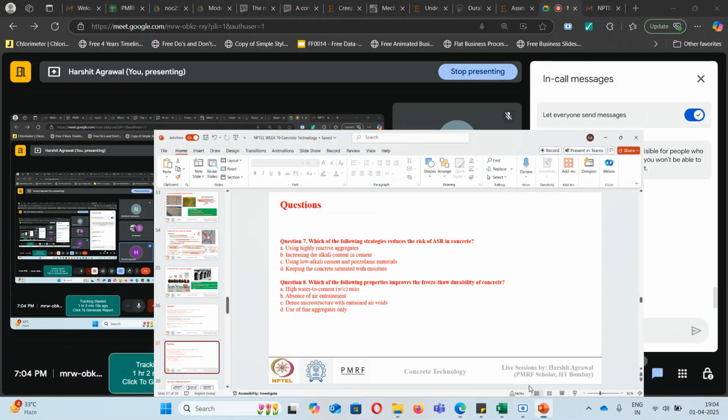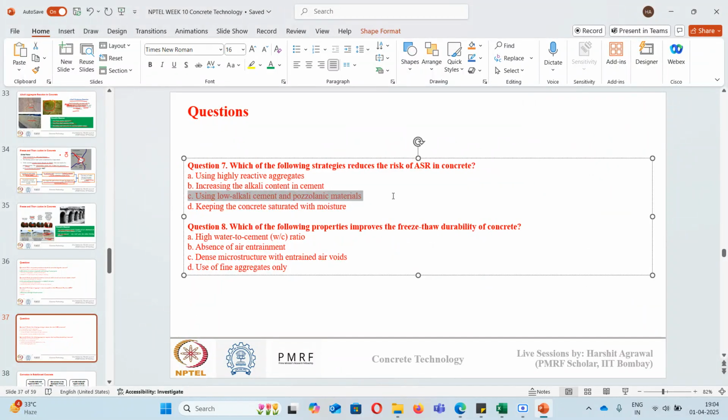Okay, yes, the correct answer is C. If I am using highly reactive aggregates, that will increase the risk of alkali silica reaction. If I increase the alkali content in the cement, then again the risk of alkali silica reaction will increase. However, if I am using low alkali cement and pozzolanic materials, then it will reduce the risk of alkali silica reaction.